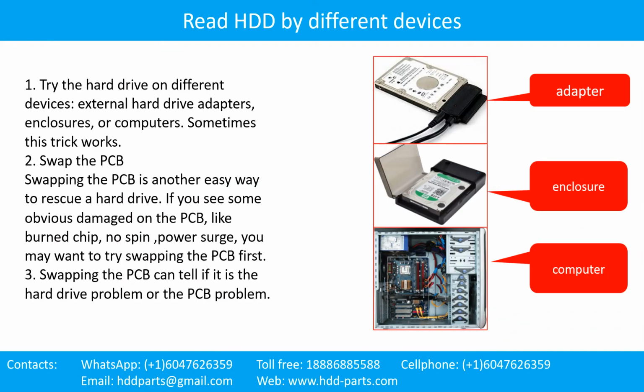There are some simple ways to recover data from a hard drive. One of them is to try to read the hard drive with different devices, like different external hard drive adapters, computers, or enclosures. Because different devices use different ways to read a hard drive, sometimes this trick works.